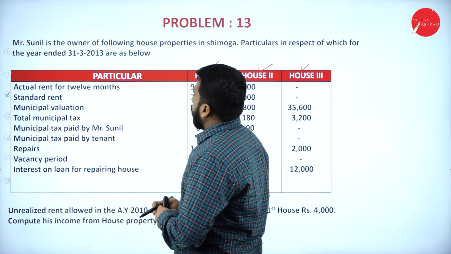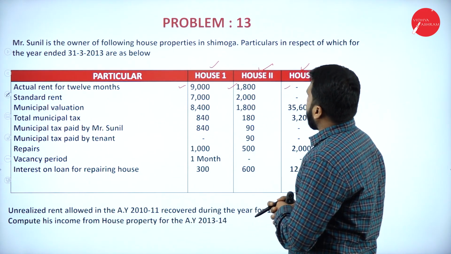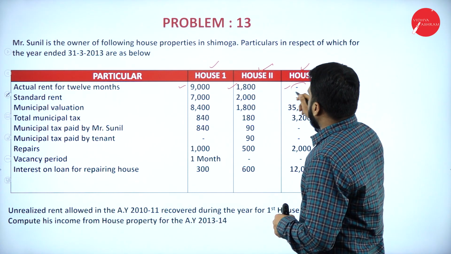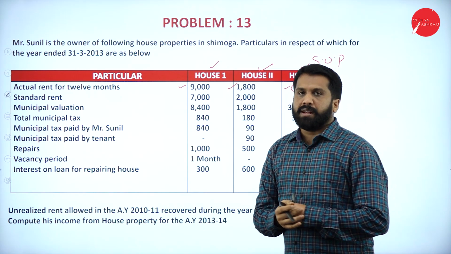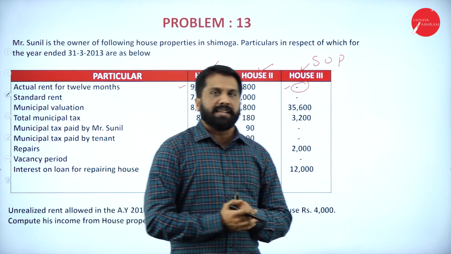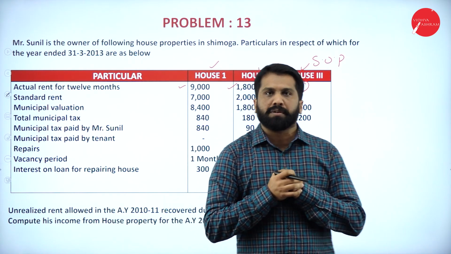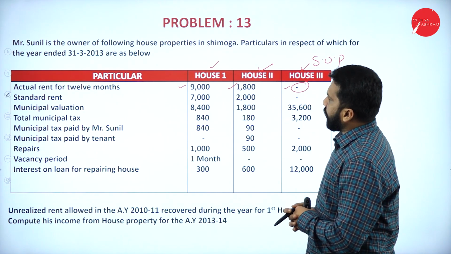Now, actual rent for 12 months: 9,000, 1,800, and the last house, if it is not given, so it will be what? Self-occupied property. Actual rent not provided, not given, in the sense it is self-occupied property. Now, standard rent 7,000, 2,000.